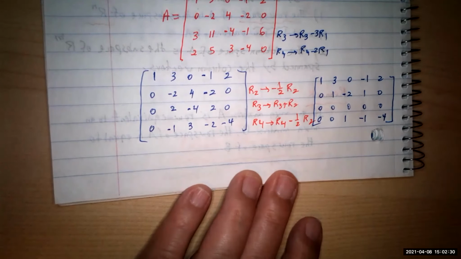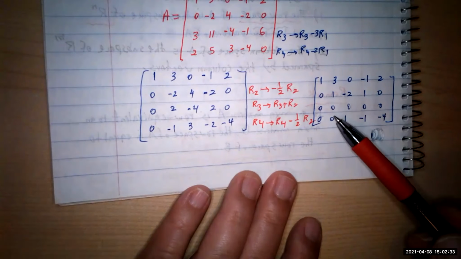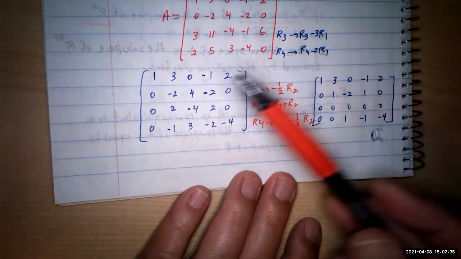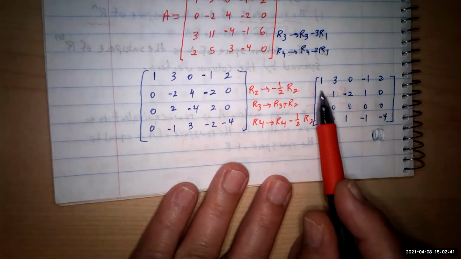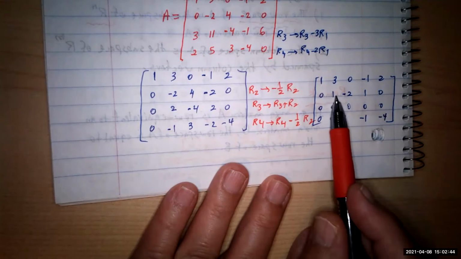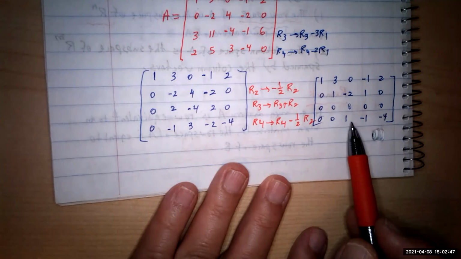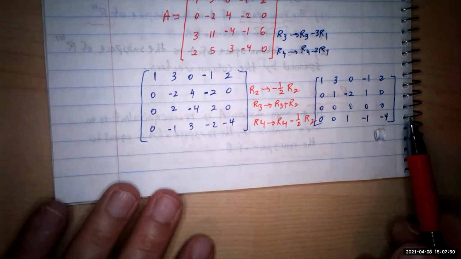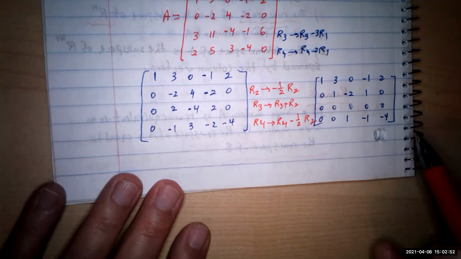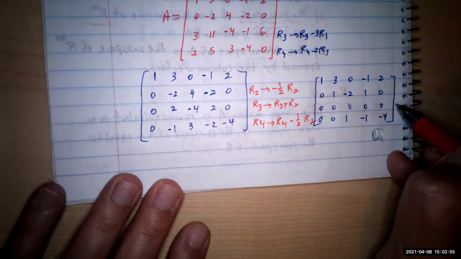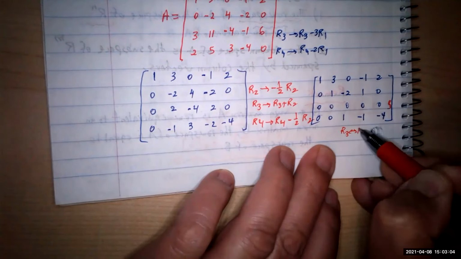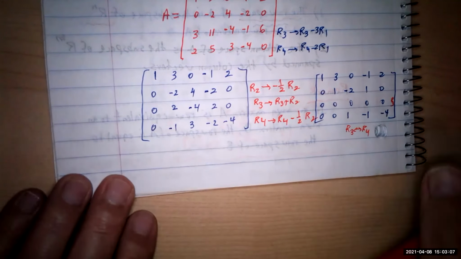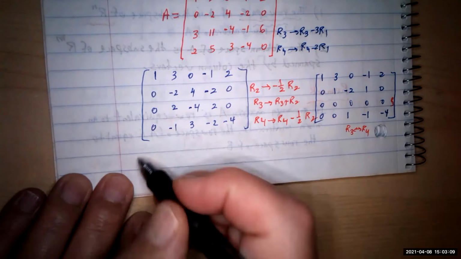So what else do I need to do? I get the 1 here, 0. This is not the row reduced echelon form, it's just row echelon form. So the row echelon form means you just need to start each row with the 1. So I got the 1 here, so I'm done. So I switch these two and we are almost done. So I switch R3 and R4, and we are almost done. Okay, so that gives me the row echelon form.